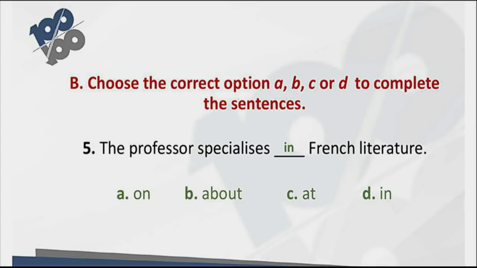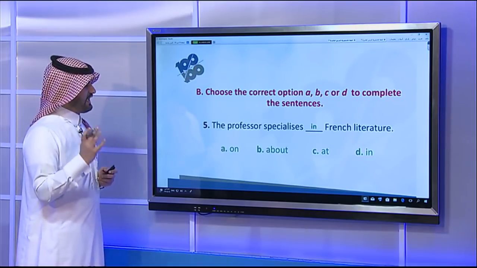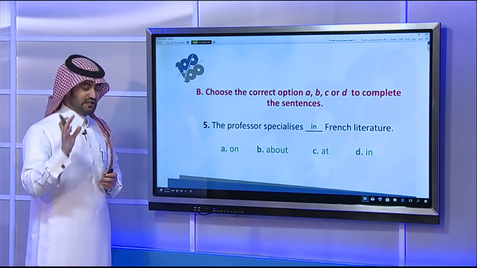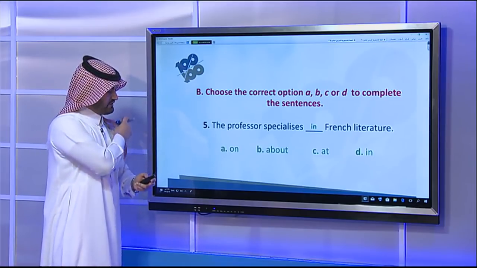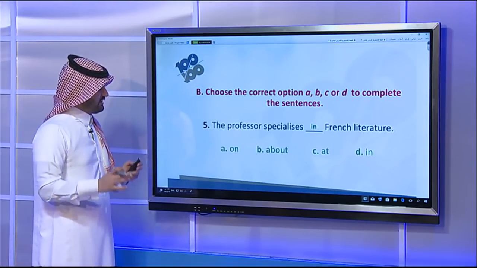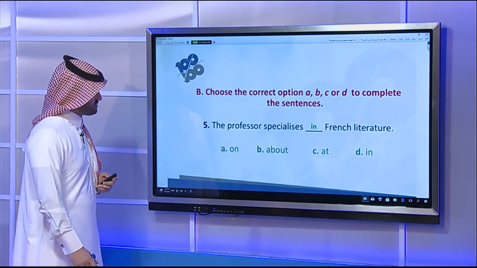Specialize comes with "in." I cannot say specialize on, specialize about, or specialize at; it's specialize in. It is a phrasal verb. Some verbs come with a different or specific preposition. You usually have to memorize these verbs with their prepositions.